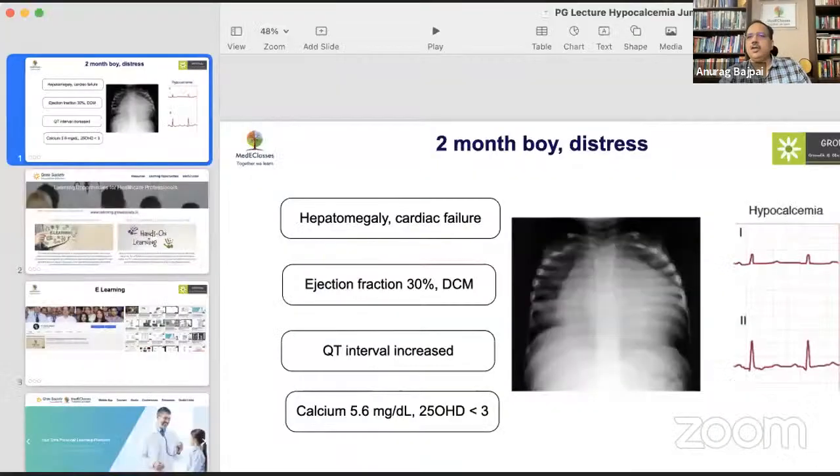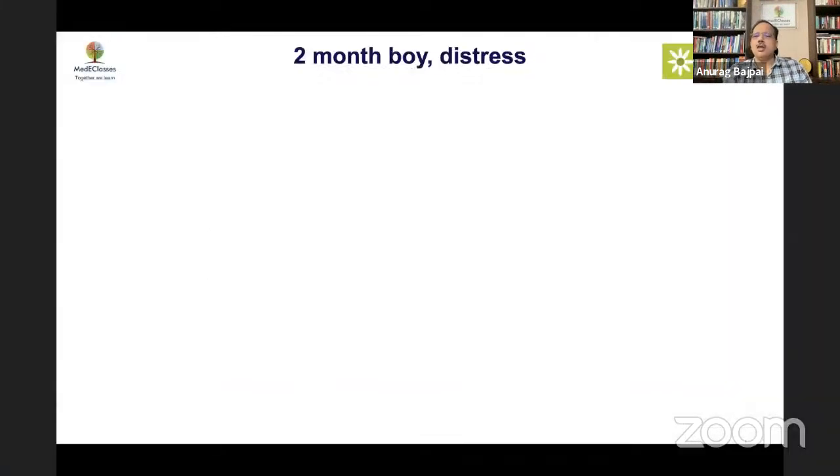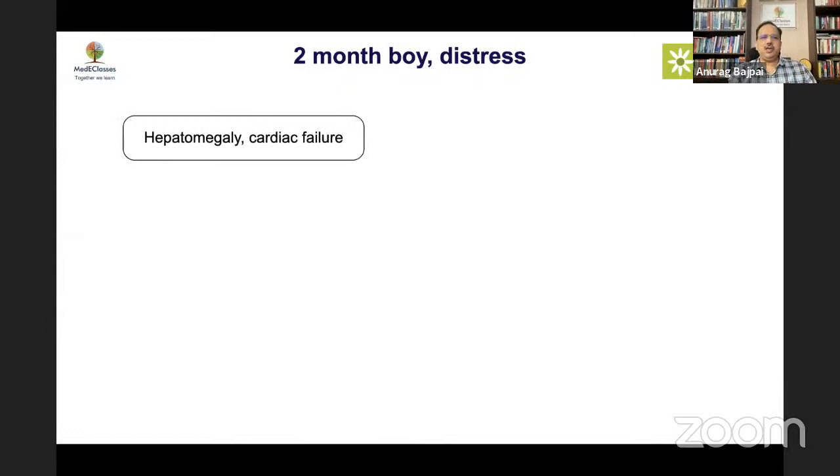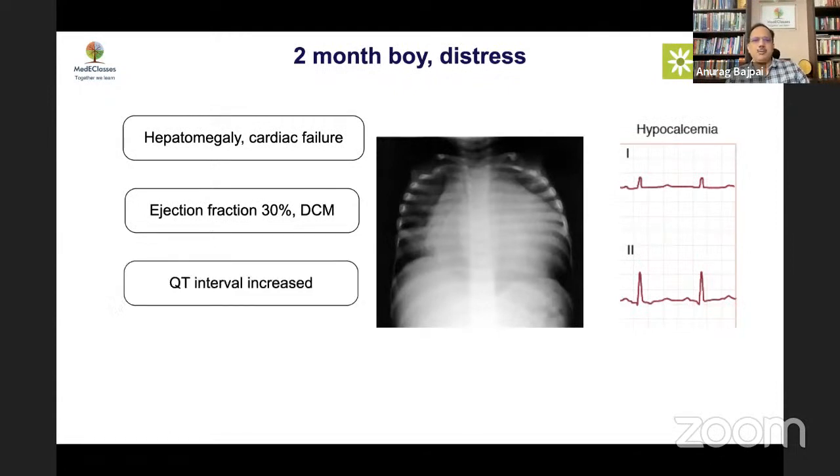So what we'll do now is start off with a very, very interesting case whom we saw recently and who has a lot of implications in terms of why we need to really evaluate and assess hypocalcemia. So this is not really a recent case. I saw this case around a couple of decades ago. This was a 2-month-old boy with respiratory distress who also had hepatomegaly and cardiac failure, and was in fact admitted under the cardiac unit. This child was admitted as cardiomyopathy with a very low ejection fraction. And at that point of time, when they evaluated further, they found that the child actually had a prolonged QT interval and was found to have hypocalcemia.